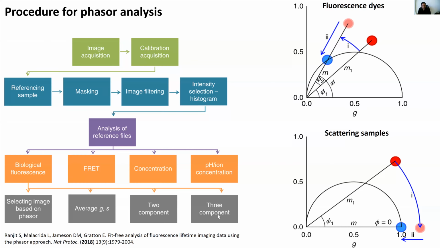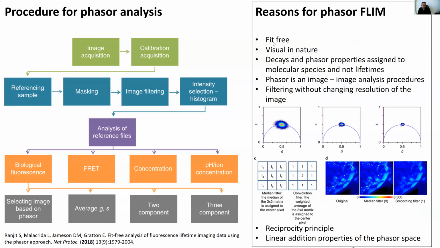I don't know if Alex talked about it, but we have gone up to 4 components now. Now, the reasons for doing FLIM with phasor compared to other methods: it's fit-free, it's visual in nature, so it's very intuitive. The decays and phasor properties are assigned to the molecular species and not lifetime, so that's important. It's an image, so most of the analysis procedures you can use for image analysis actually work on the phasor also. The other thing is filtering without changing the resolution of the image. What I mean by that, let's say this is your phasor diagram. You can do filtering by assigning a median filter and assigning the average phasor to the center of that filter.